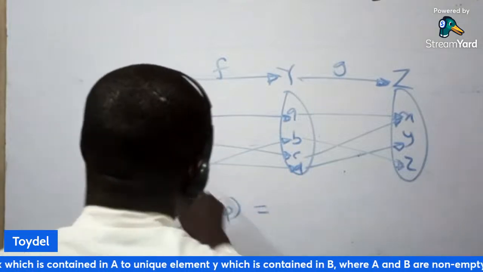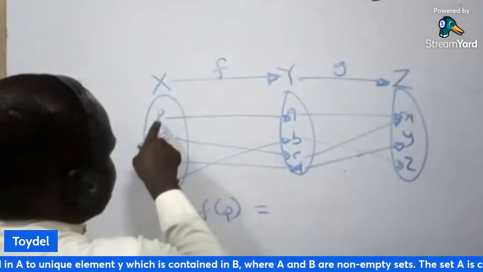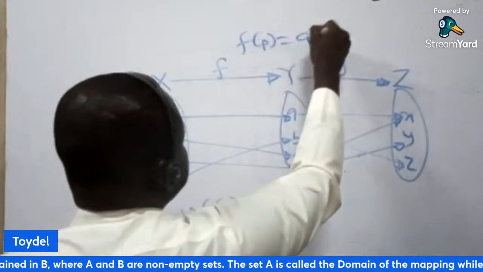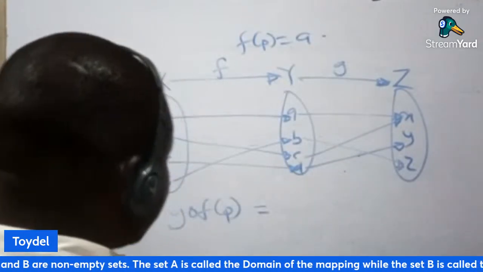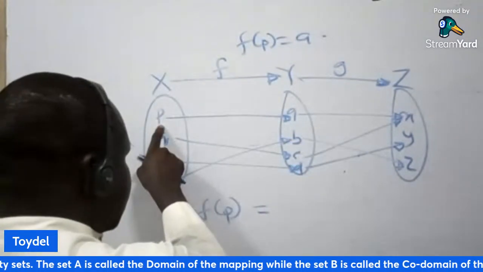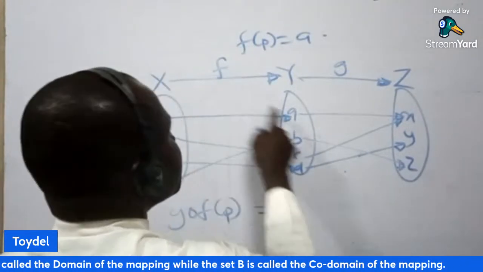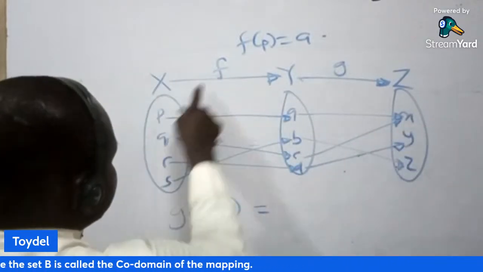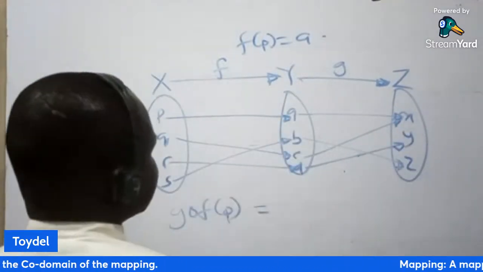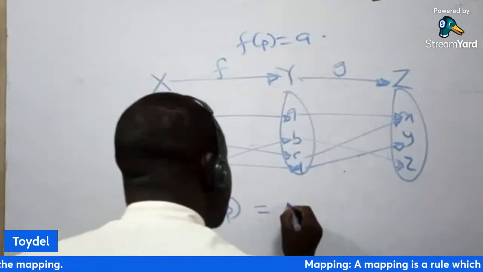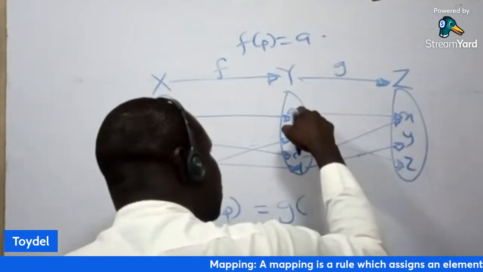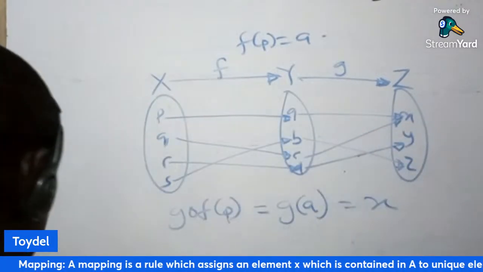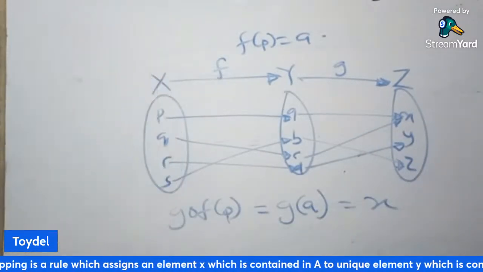That is, if F, this relation mapping, acts on P, F of P will produce A. Okay? This is the domain and this is the codomain of F. Then under G, this is the domain and this is the codomain. So if F acts on P, we get A. Then we go ahead and say G. If G now acts on A, what are we going to get? We are going to get X. So this is a typical example of a composite mapping.